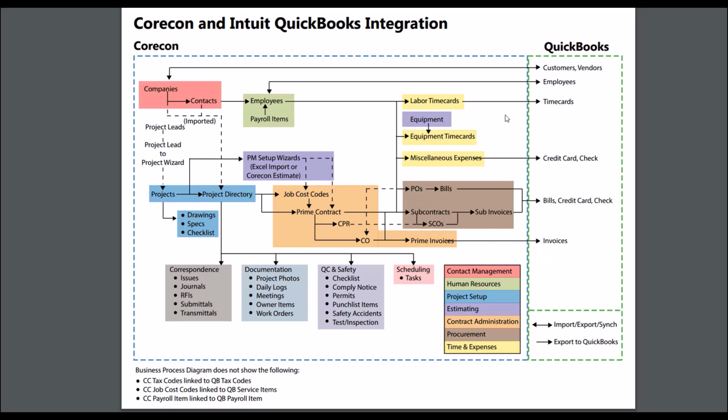The other transactions that are recorded in CoreCon that will be exported to QuickBooks Desktop include labor time cards, miscellaneous expenses such as employee reimbursements, credit card charges, and also bills and subcontract invoices. Prime invoices or progress billings will also export to QuickBooks as invoices.